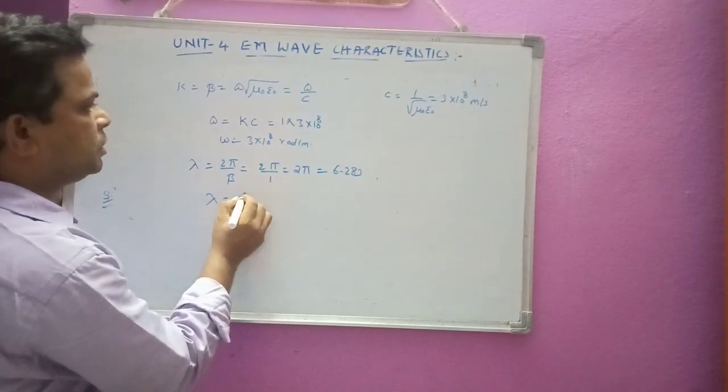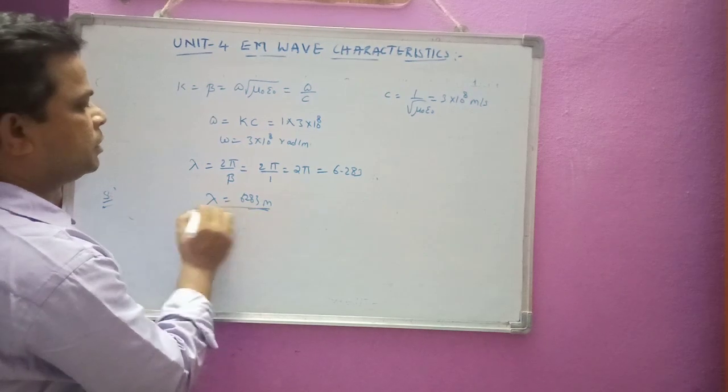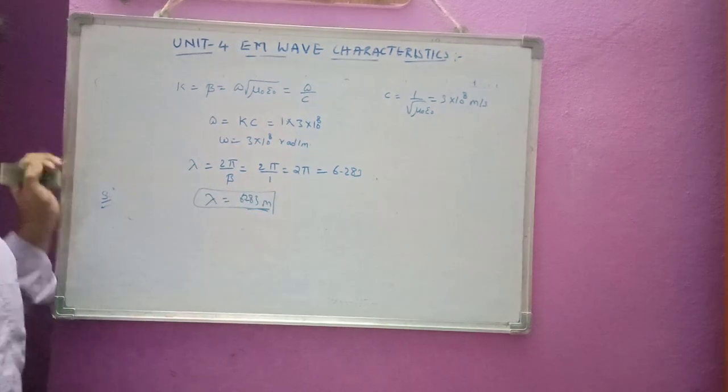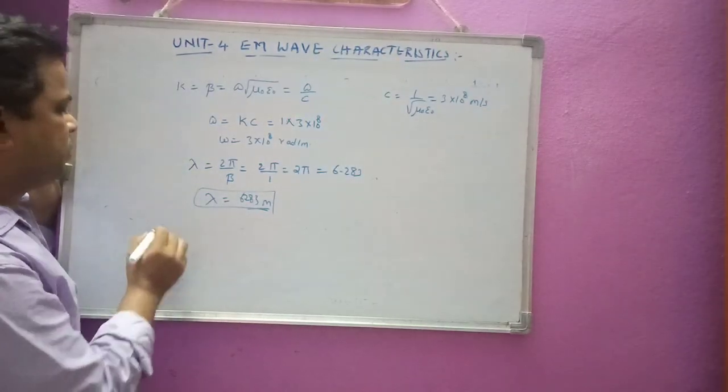Lambda is equal to 6.283 meters here. So this is the value of lambda. Now let us do the B question. This is the completion of the A question.